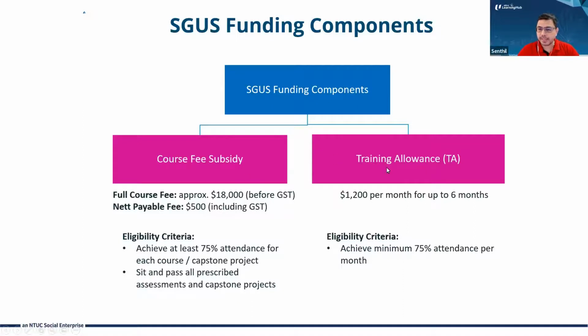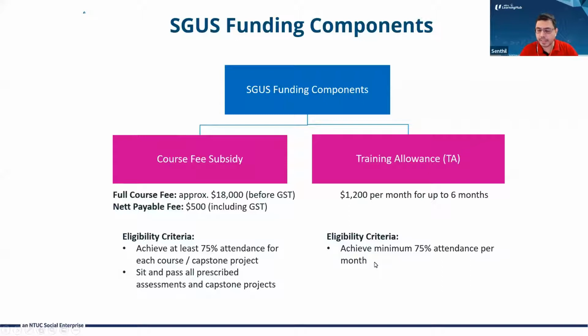The second part is the training allowance. I mentioned before, every month participants can expect to receive $1,200 for up to 6 months. But to be eligible for the monthly training allowance, participants must achieve minimum 75% attendance per calendar month. So the difference is that for the course fee subsidy, the 75% attendance is for every single capstone project or course in that month, whereas for training allowance, we are looking at the whole calendar month.